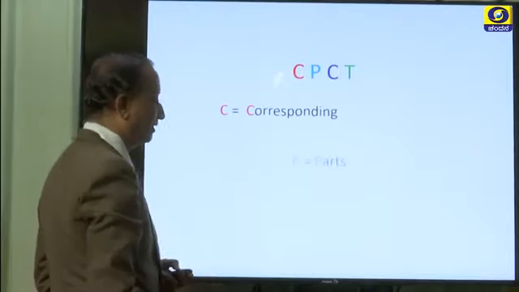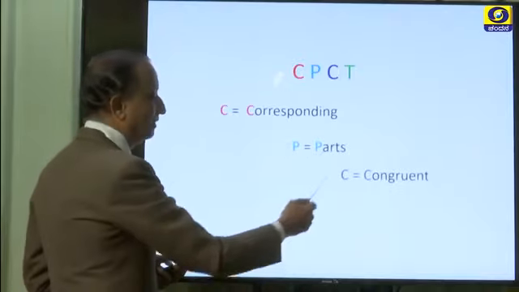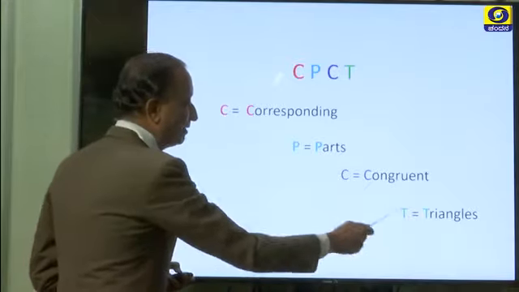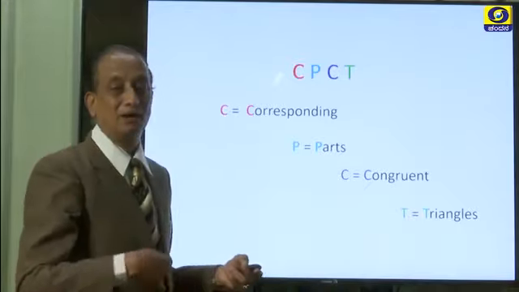Now, what do you mean by CPCT? C for corresponding, P for parts, C for congruent, and T for triangles. Corresponding parts of congruent triangles are always equal to each other.